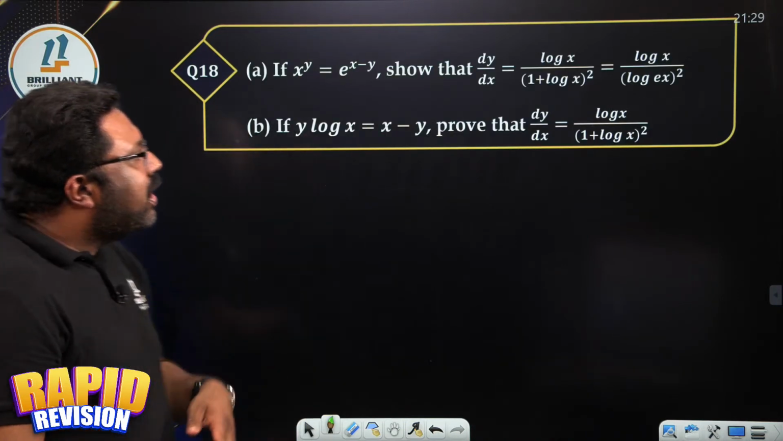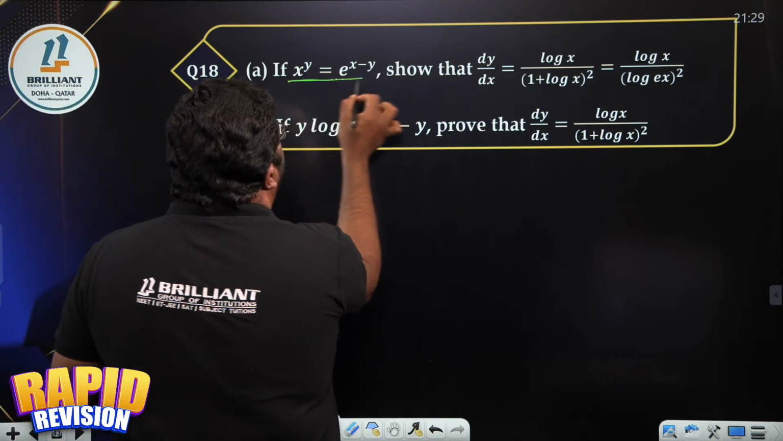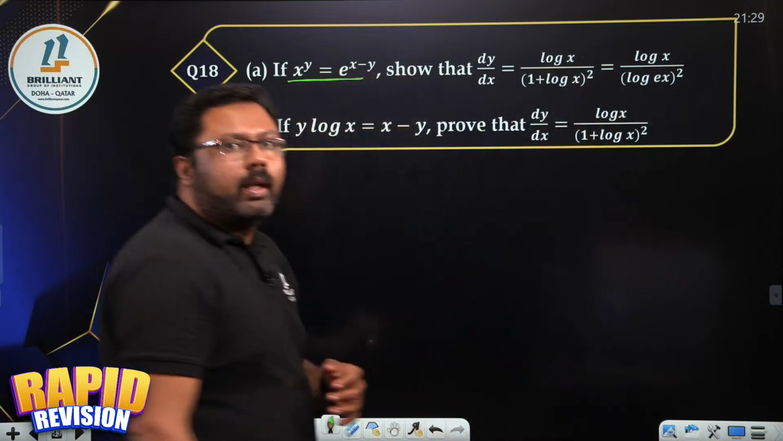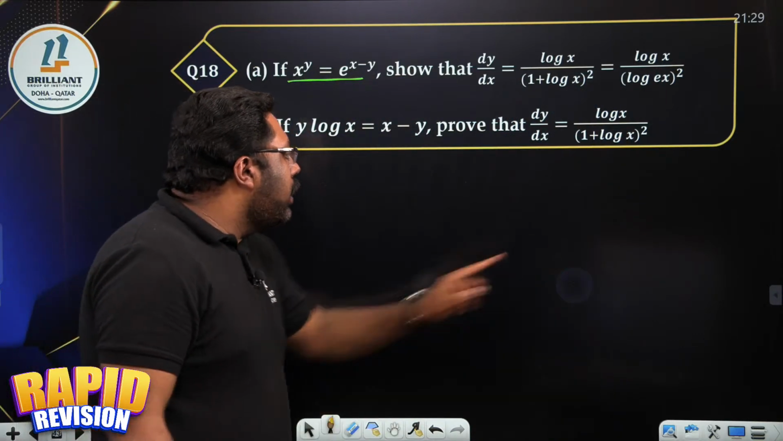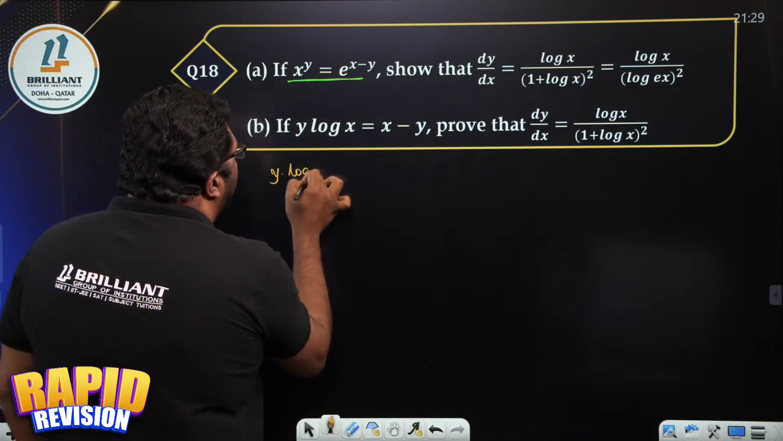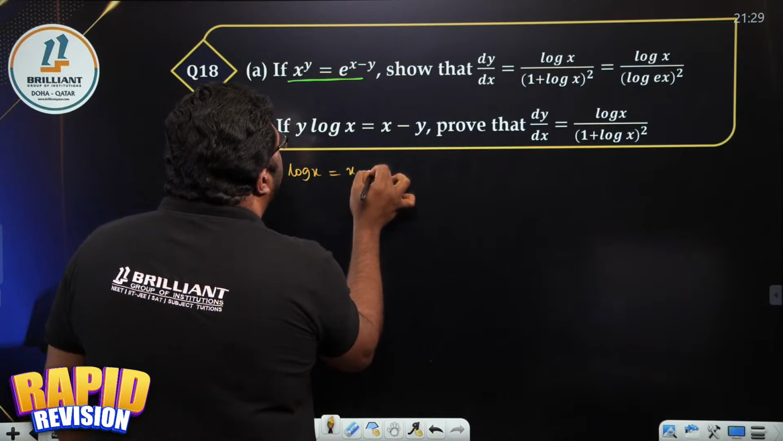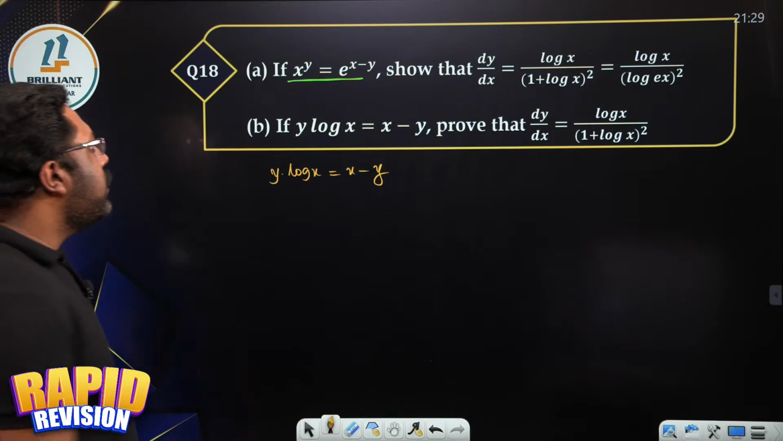Yes, this is the question I want to do for 2 marks. This is something you have done in regular class, so you can practice it. I want to do this question. It's particularly important for me. So the question is, y log x is equal to x minus y.